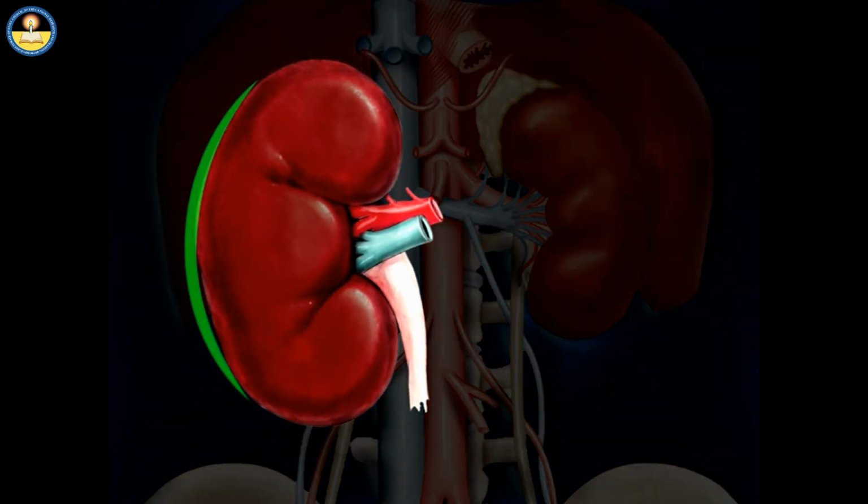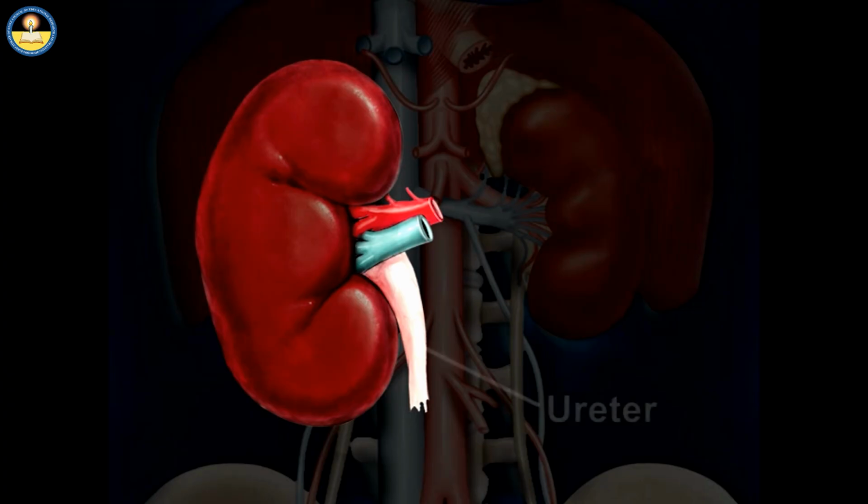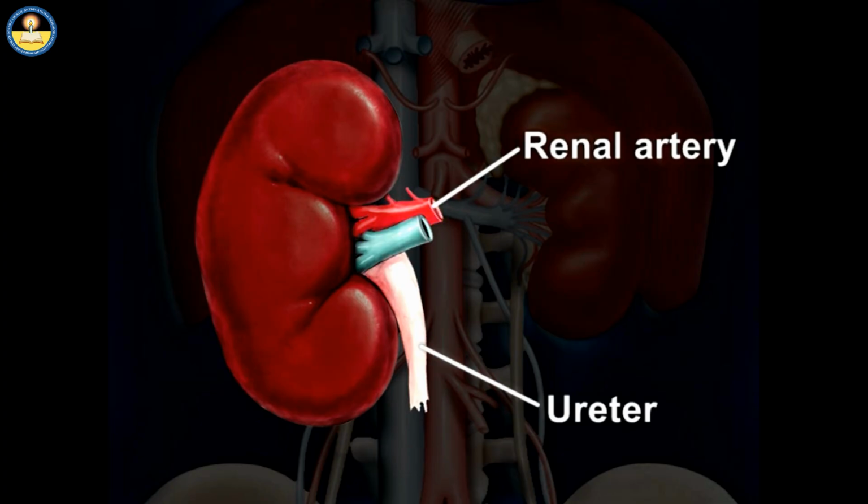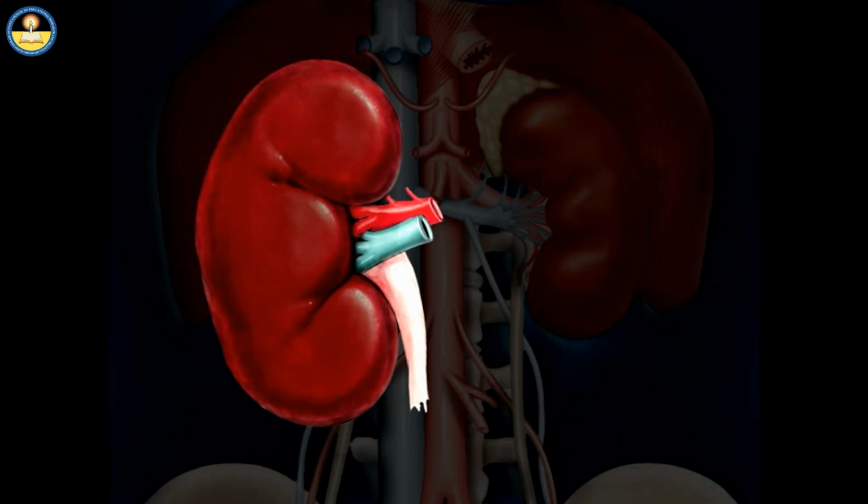The outer surface of a kidney is convex and the inner surface is concave. The inner surface has a deep notch. The ureter, renal artery, and renal vein enter the kidney through this notch.